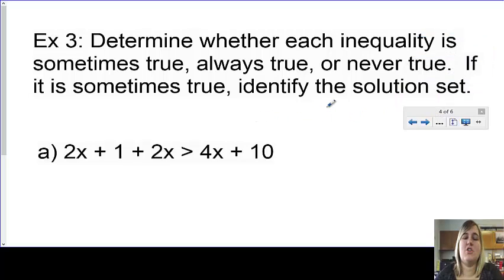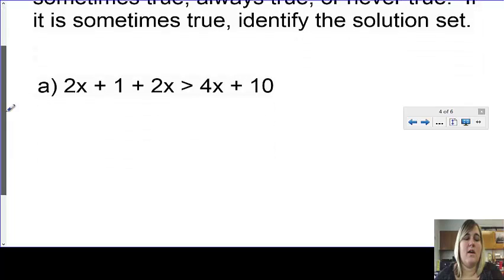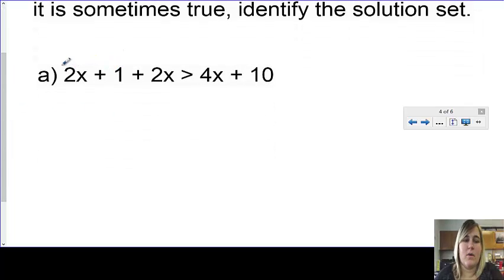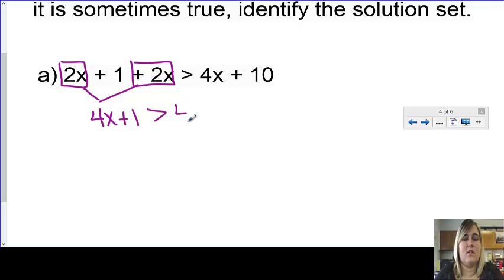On 3, it says determine whether each inequality is sometimes true, always true, or never true. If it is sometimes true, identify the solution set. So whenever I have this, I'm going to start by simplifying always. So I have 2x plus 2x gives me 4x plus 1 is greater than 4x plus 10.